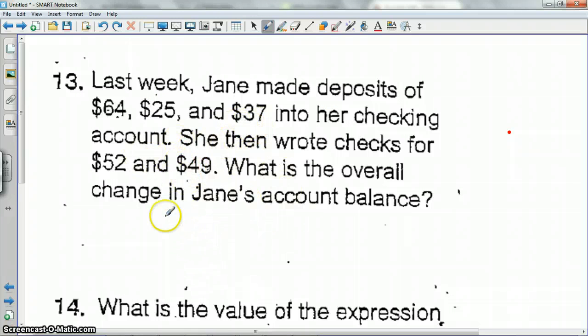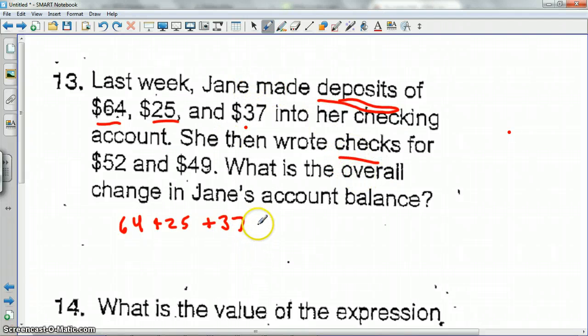What's the overall change? So we know deposit means she's adding money, which would imply that it's a positive integer. So we're going to take our positive integers first, just like that. So there are 3 positives. Then checks is money coming out, so that's actually negative integers. So instead of plus 52, it's going to be plus a negative 52. Instead of plus a 49, it's writing a check, so it'd be negative 49.